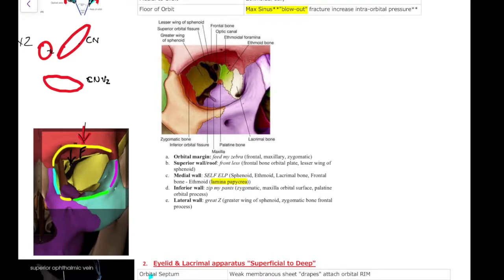We have the medial wall made up of the sphenoid, ethmoid, lacrimal bone. The inferior wall, the bottom, is made up of the orbital surface of the maxilla, as well as the zygomatic and the orbital process of the palatine bone. And then the lateral wall, of course, once again, is the greater wing of the sphenoid and the frontal process of the zygomatic bone.